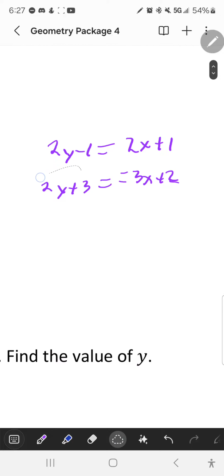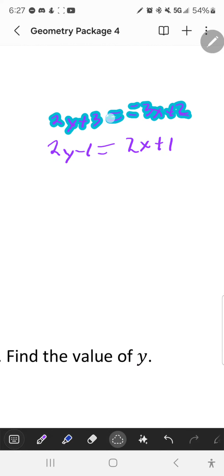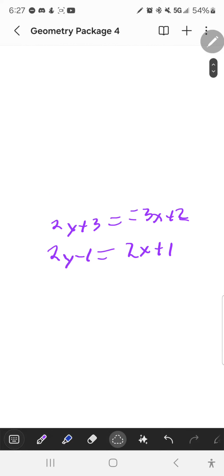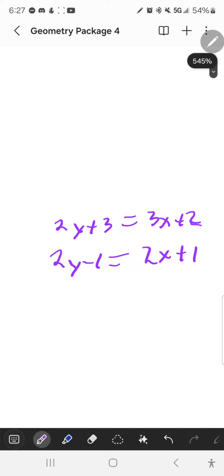Now, put this in top. As you can see here, both of them have the same y, 2y, 2y, but different x. So what I'm going to do, I want to cancel the y. So I'm going to take this whole equation and subtract it from the upper one.